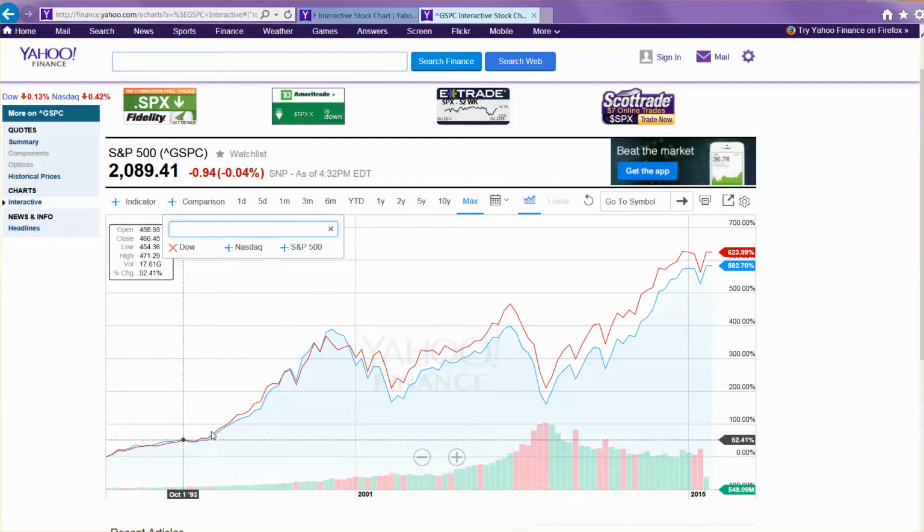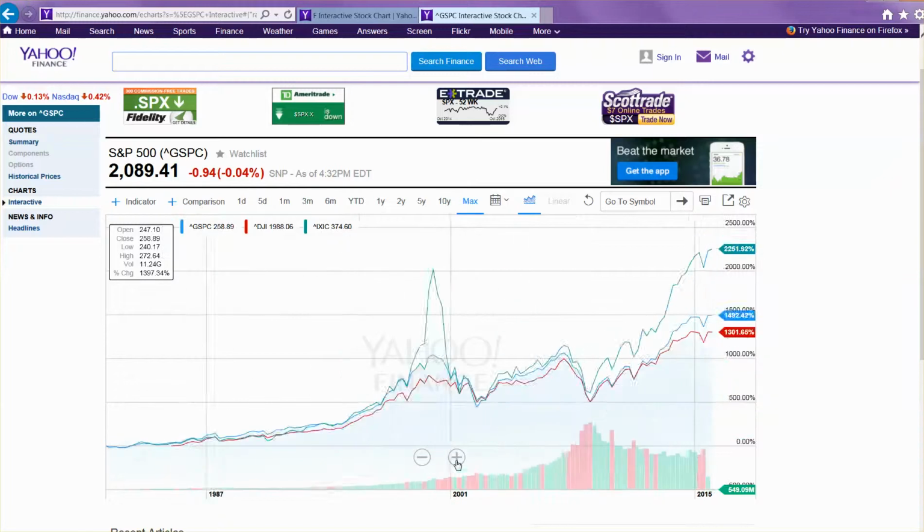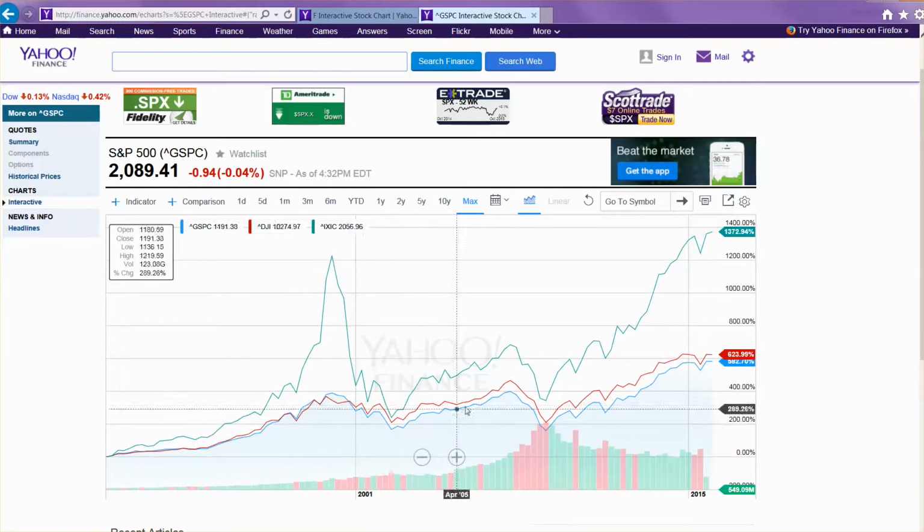So you can see the Dow and the S&P 500 are moving closely together. I'm going to pop in the Nasdaq, zoom in again, and you can see the Nasdaq, the green line, moves a bit differently than the S&P 500 and the Dow. So here was a drop for both the S&P 500 and the Dow, a drop for the Nasdaq. But look what happened over here.